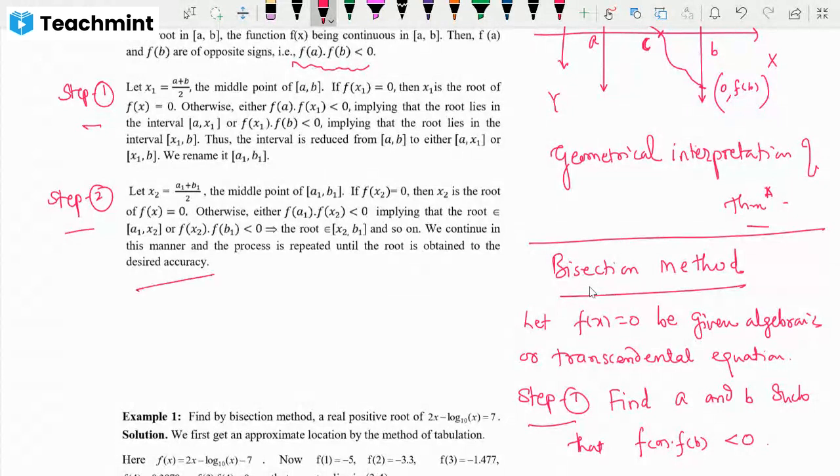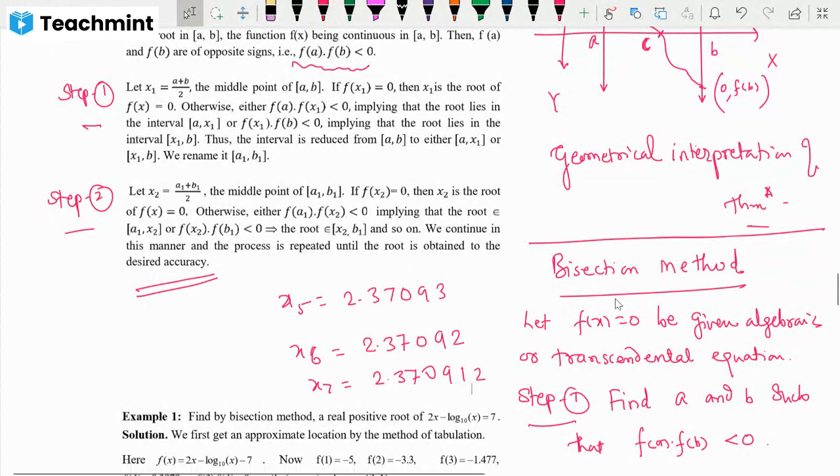So what is the meaning of desired accuracy? Let us see. We'll find it after solving some problems. Suppose you get the value of x5 equal to 2.37093. If you get x6 equal to 2.37009, and then x7 suppose 2.370012, likewise. So up to 4 decimal places you can see that it is 3709, 3709. So this pattern is going to repeat.